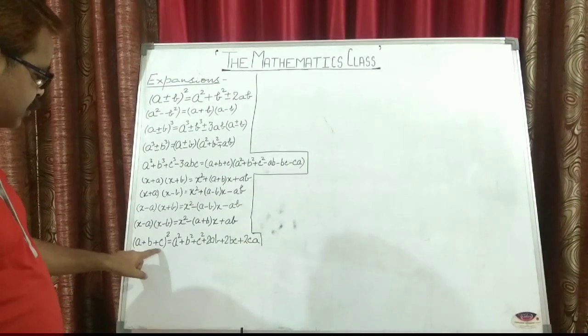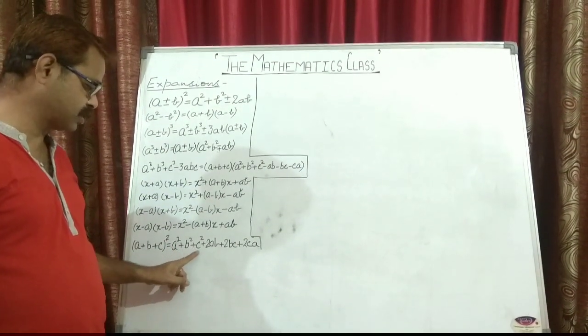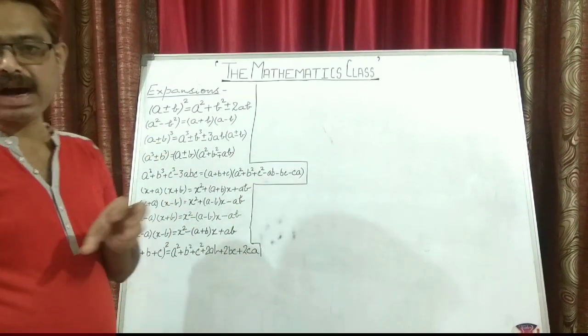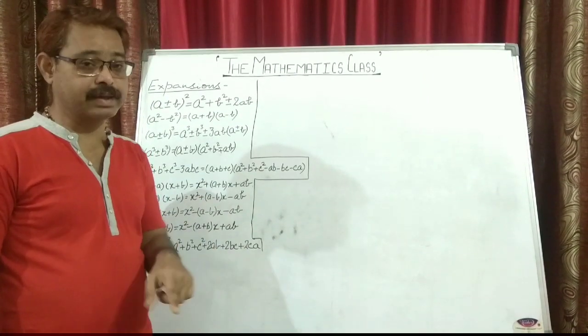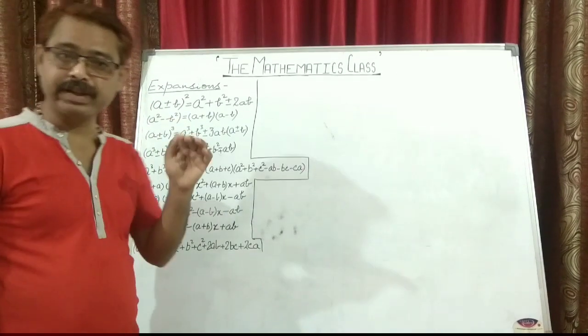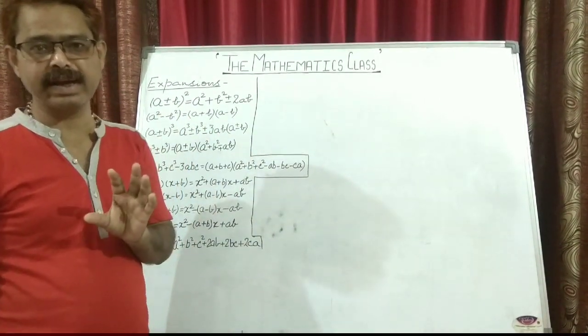Then (a plus b plus c) whole square is equal to a square plus b square plus c square plus 2ab plus 2bc plus 2ca. So these are the main formulae for class 9th that you need to remember. Now we will start with a few questions on how to utilize these formulae.